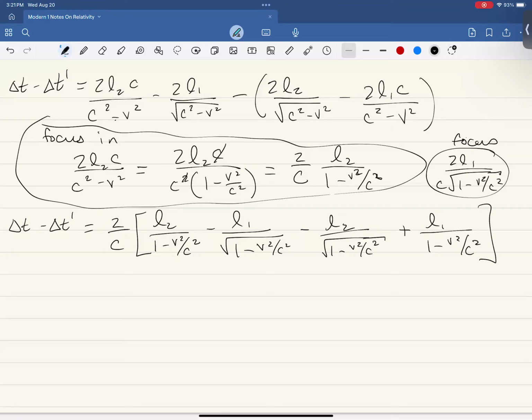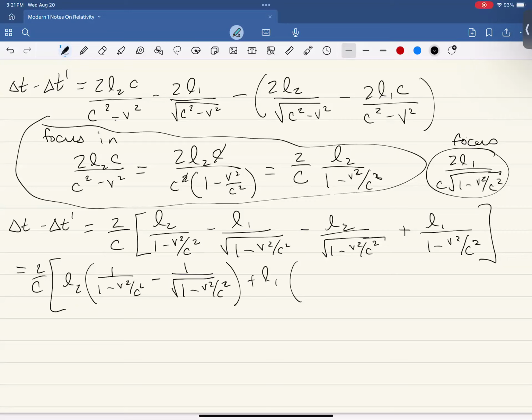All right. So now what we can do, just to help our eyes a little bit, is group terms of L2 and L1. So this is equal to 2 over C, and then here I've got L2, and then L2 has 1 over 1 minus V squared over C squared for the plus, and then for the minus, 1 over the square root of 1 minus V squared over C squared. And then for L1, I have plus L1, and it gives me the same thing, 1 over 1 minus V squared over C squared minus 1 over the square root of 1 minus V squared over C squared.